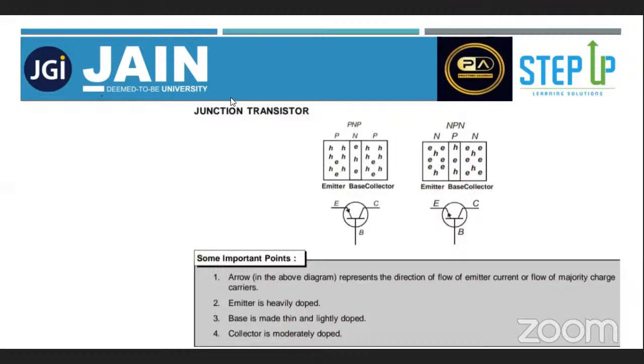Junction transistor: basically I can have PNP, that is positive, negative, positive, or I can have NPN, so negative, positive, and negative. Normally PNP forms emitter, base, collector. Okay, we can have two things. We have common base and common emitter, which we'll see now.